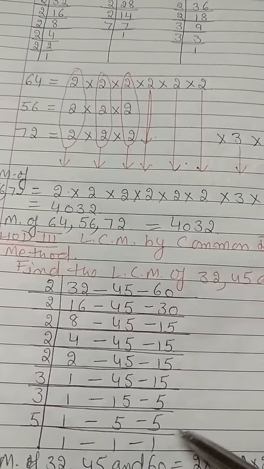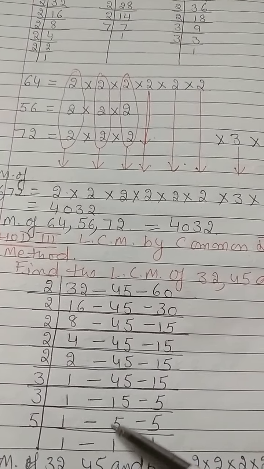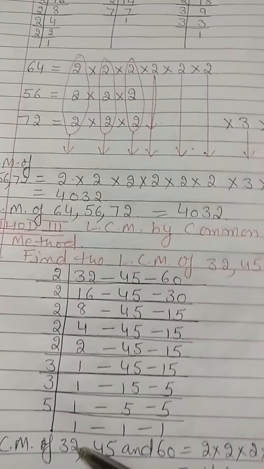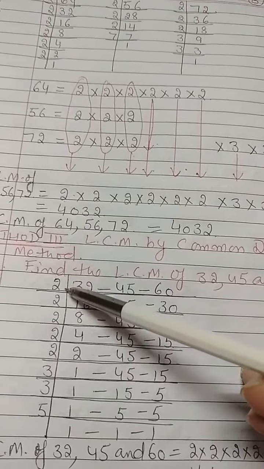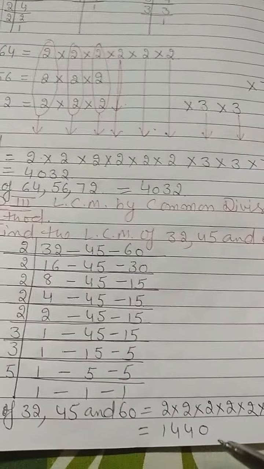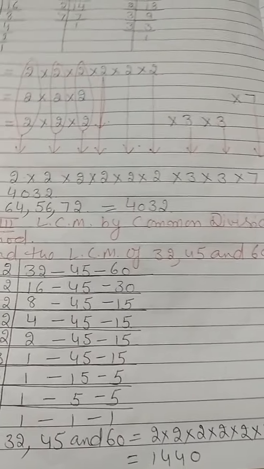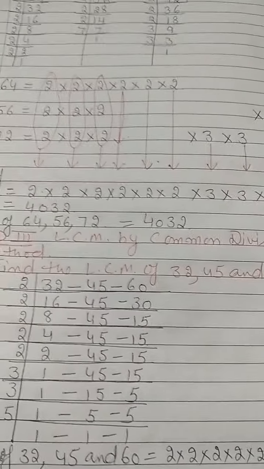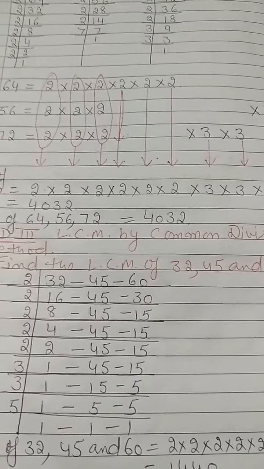Is any number among these divisible by 5? Yes. Then you write 5 ones are 5, 5 ones are 5. So whatever numbers are written here, 2 five times, 3 two times and 5, you multiply all the numbers and you will get 1440. So these are the three methods we have done today.